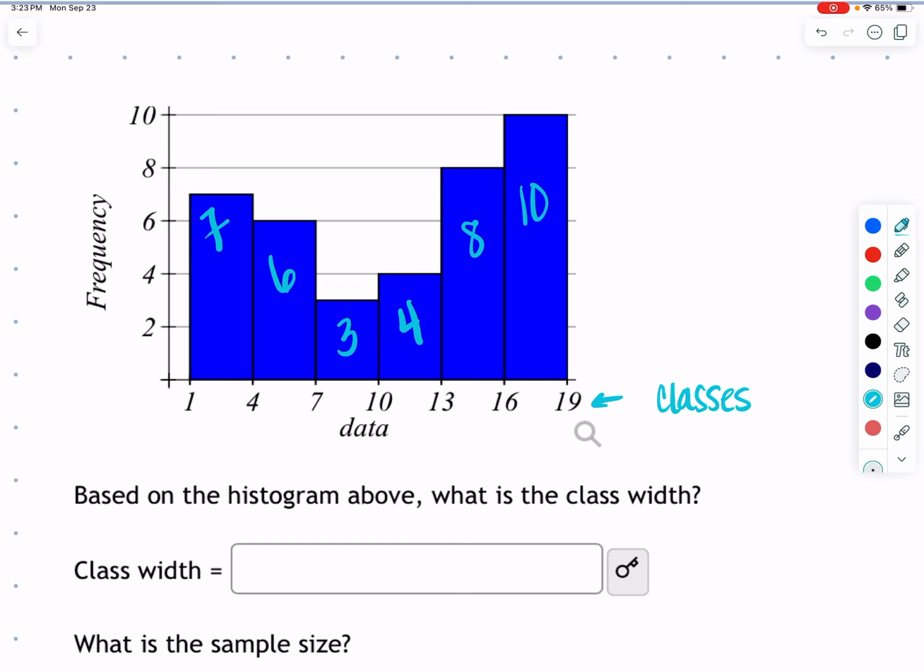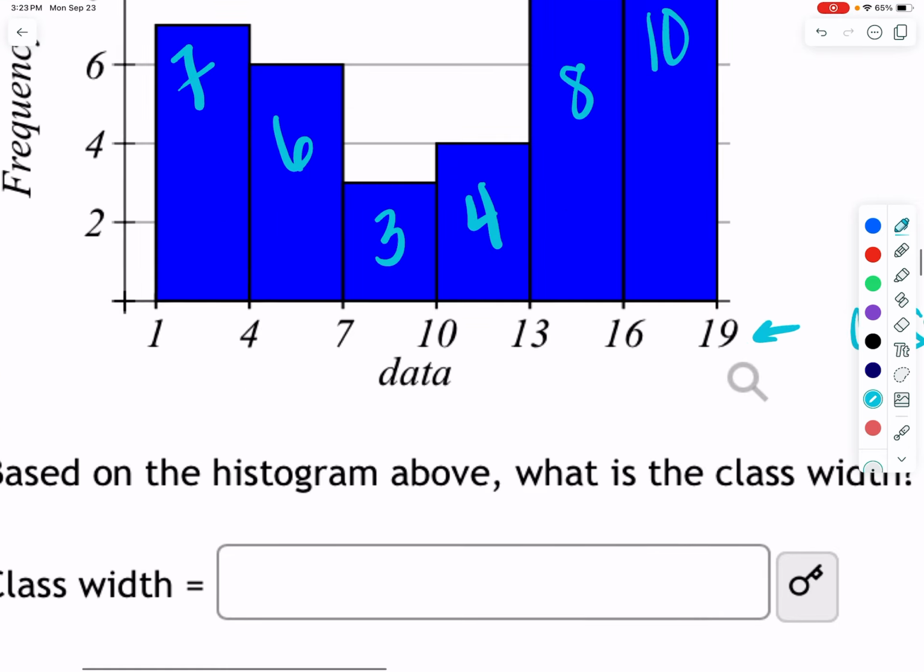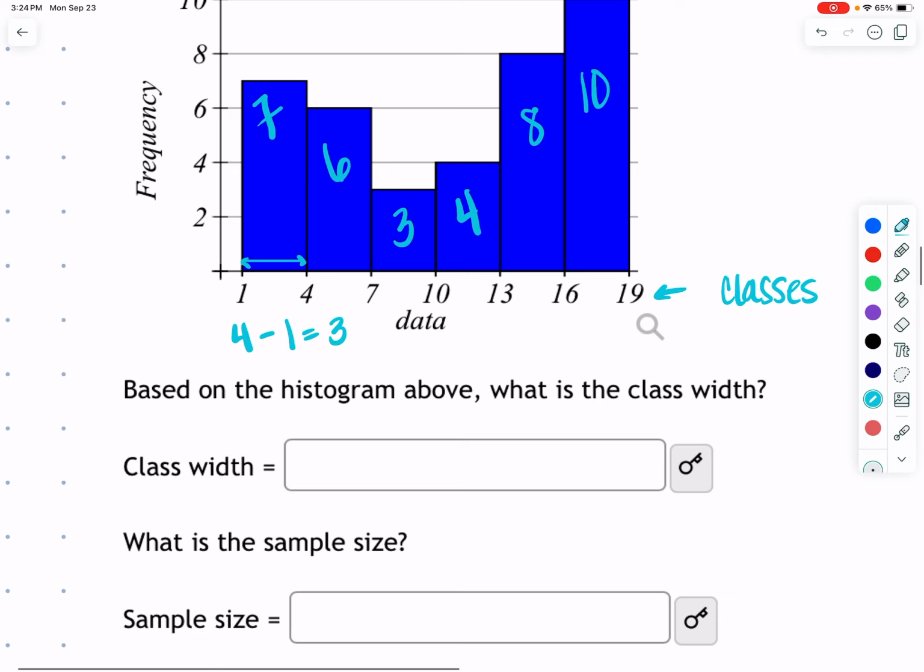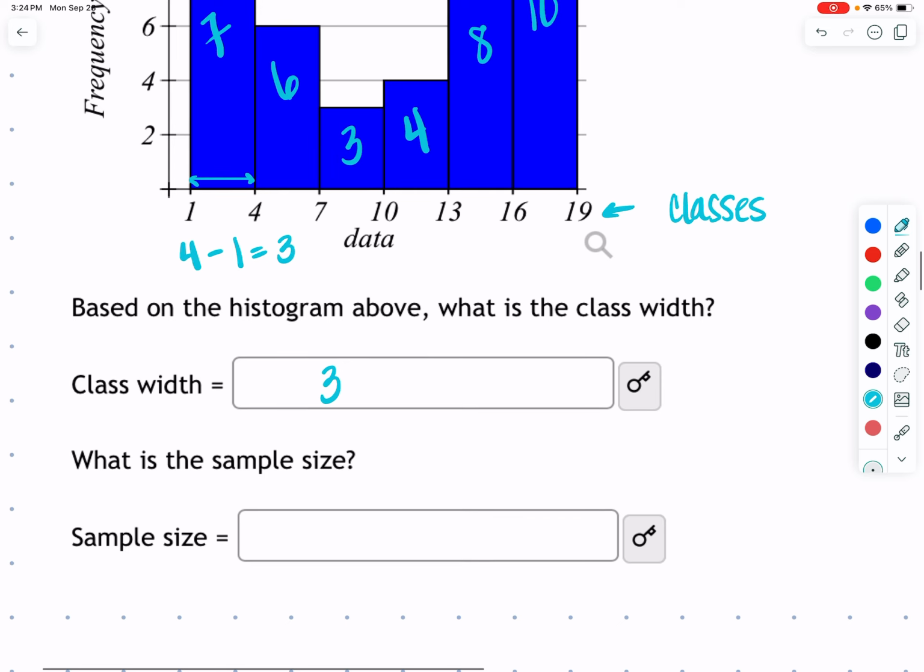When you're reading a histogram and you're looking for class width, all you need to do is figure out how wide each of your rectangles is. Well, I know that the distance from 4 to 1 is 3. So our class width is 3. Now the sample size is the sum of all of the frequencies.